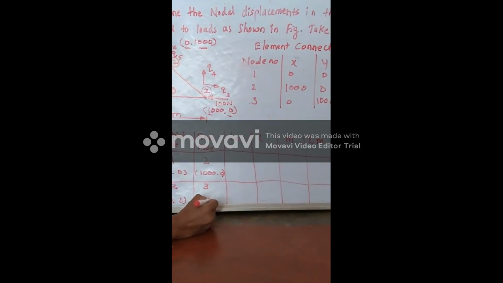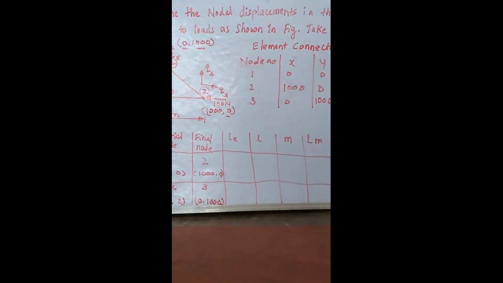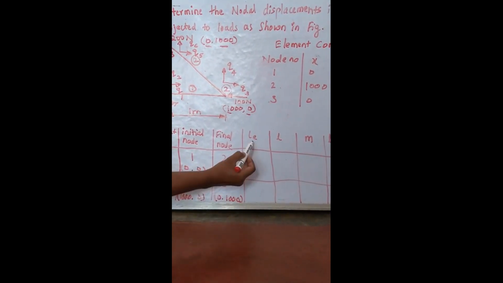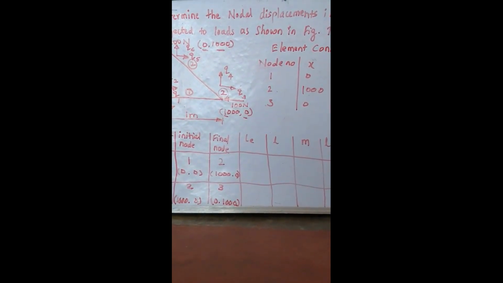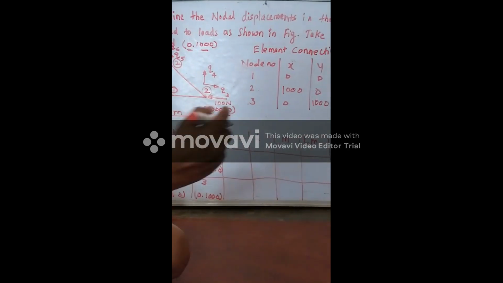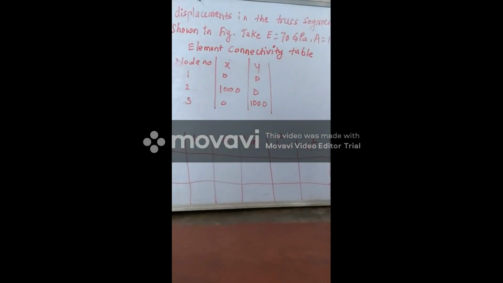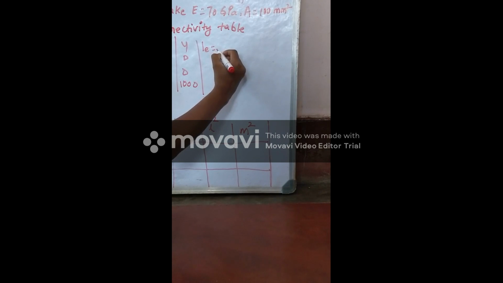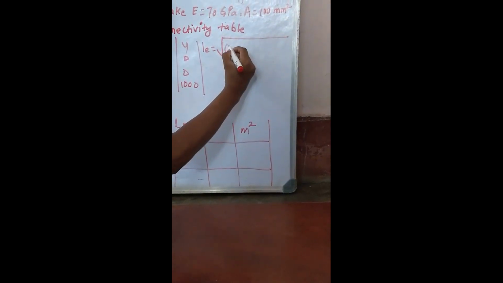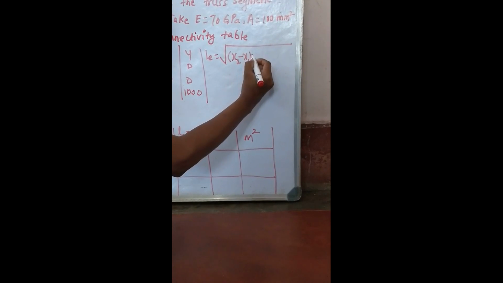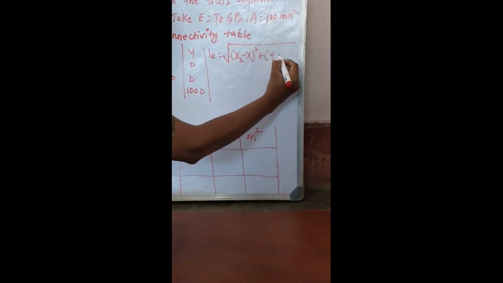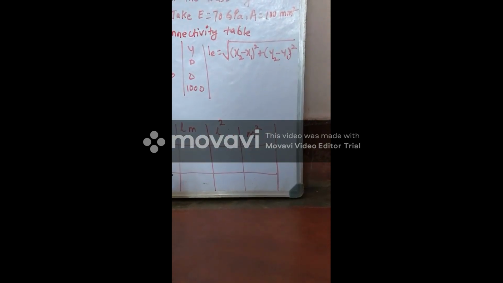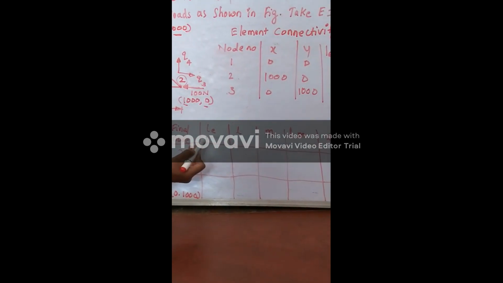So you can write like this: 0, 1000. And now, in order to find out the length of the element, the formula used is LE equals square root of (x2 minus x1) whole square plus (y2 minus y1) whole square. This is the formula used to find out the length of the element LE.